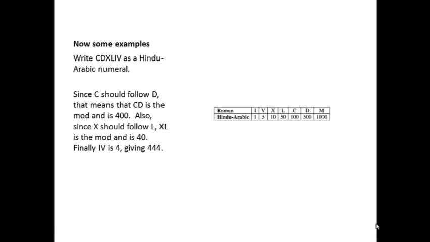Okay, we want to now write some Roman numerals in our system. CD XL IV. Since CD is out of order, that means, because C is 100 and D is 500, that means that CD is 100 away from 500 or 400. XL is out of order. X is 10 and L is 50. So XL is 10 taken away from 50 or 40. IV is 4, and then the number will be 444.